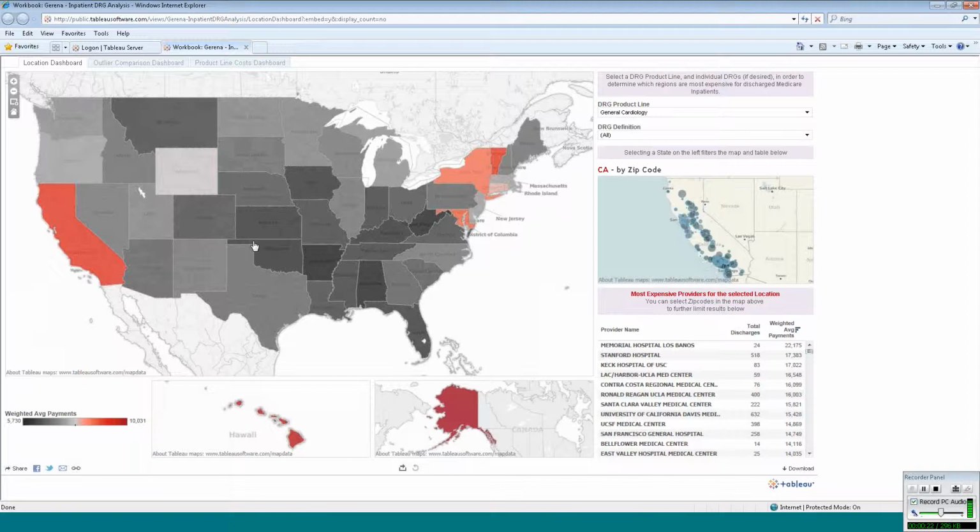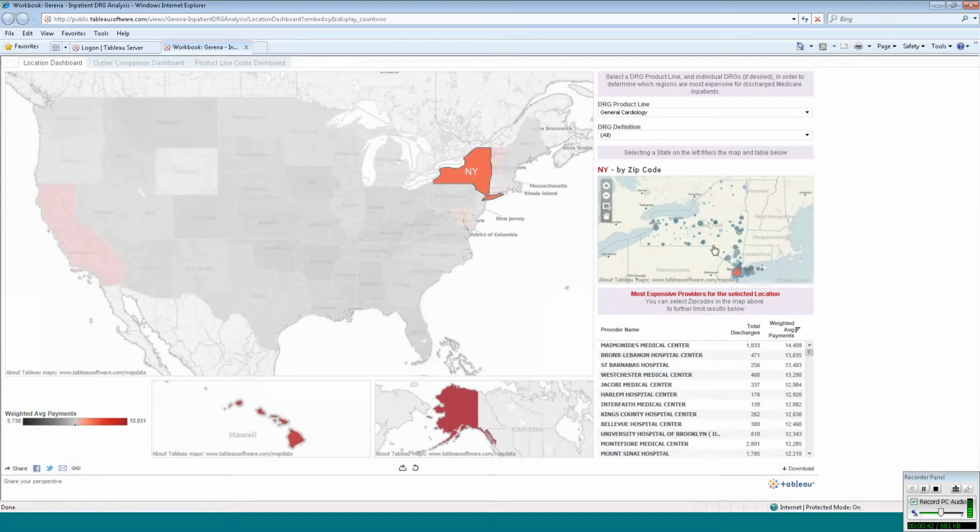So I've broken it out by state, and obviously Hawaii and Alaska are down below, with color representing the cost per discharge. So the more red it is, the more expensive it is per discharge for general cardiology patients in this case. If I were to select New York State, because it's red, I can see the individual zip codes that comprise New York State, and quick analysis visually tells me that downstate New York tends to have more expensive discharges than upstate and western New York.